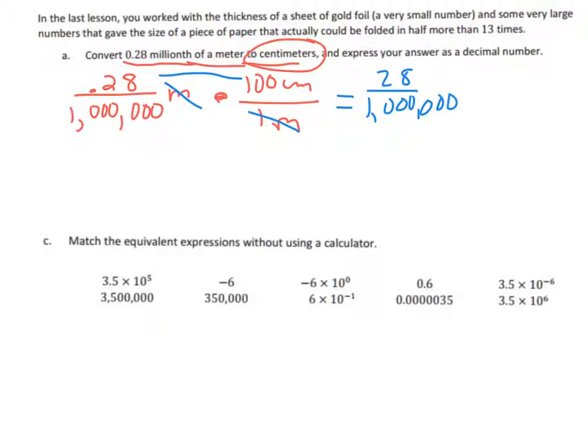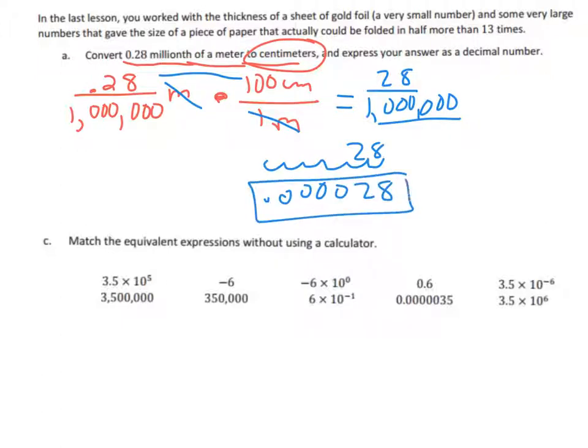And if I have 28 millionths, you take the 28 and divide by that, 6 zeros in there. So move the decimal 6 spots from where it is right now. 2, 3, 4, 5, 6, and your answer is 0.000028 converted. Alright, that's how you do that one.